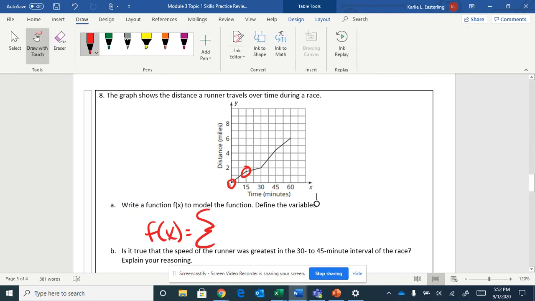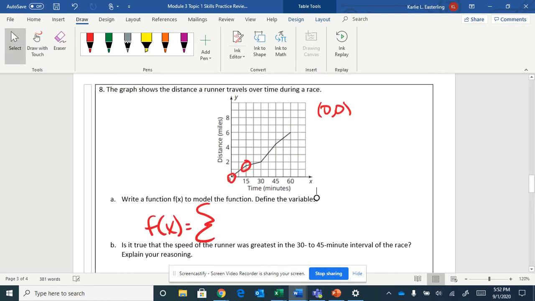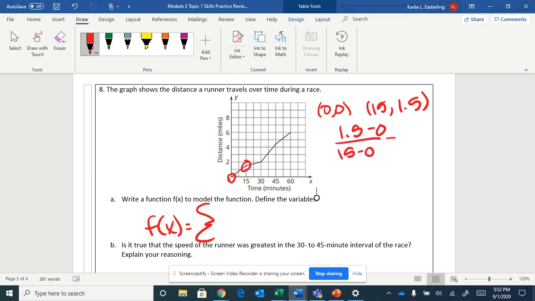There we go. Okay, so our first point there is (0, 0). Very easy point. Our next point there is (15, 1.5). So whenever we're looking at our y's, we're looking at 1.5 minus 0, and then 15 minus 0. So that is going to give us 1.5 over 15.